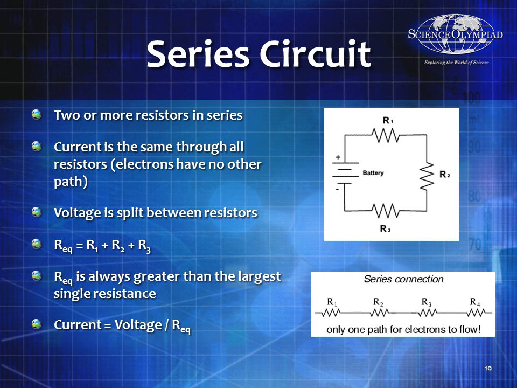Another thing to always keep in mind is that the R equivalent is always going to be greater than the largest single resistance. So if I've got 1 mega ohm here and 1 ohm and 5 ohms, it's got to be greater than 1 mega ohm. So if I do my math and it's ever less than the largest resistor, I know I made a math error.